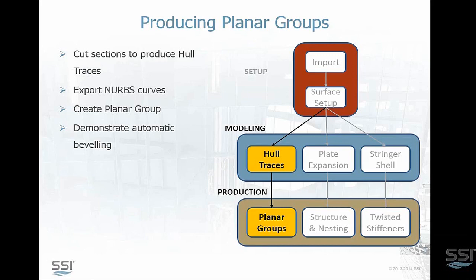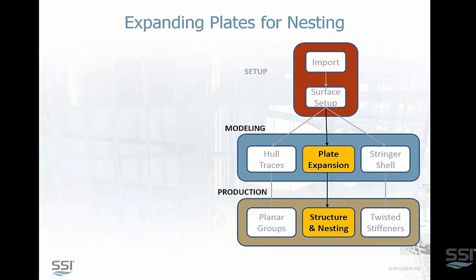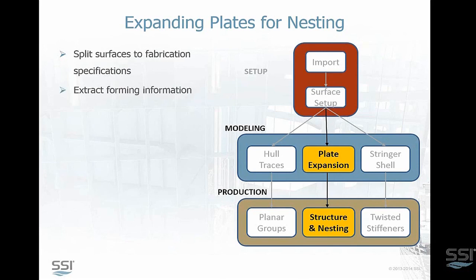So next up, what we're going to do is do some plate expansion. In order to do the plate expansion, I'm going to actually have to split up that surface that's pre-existing. So we'll split the surfaces to fabrication specifications. So obviously the surface as it is quite large, and we don't have the stock necessary to be able to cut plates that size. So we're going to split those down into smaller pieces. We're then going to extract the forming information so that we can review the forming feasibility of the plates that we created. And then we'll produce nesting drawings.